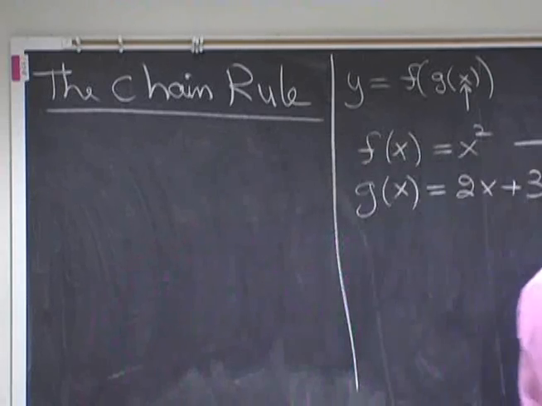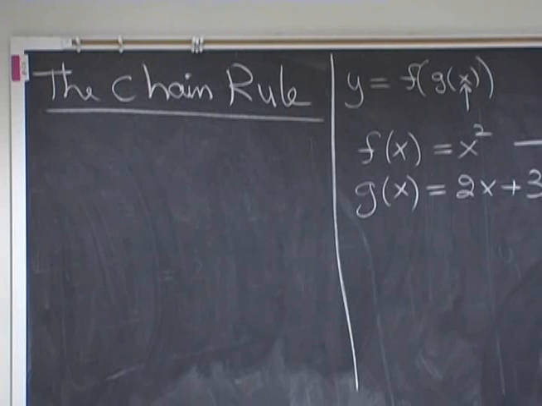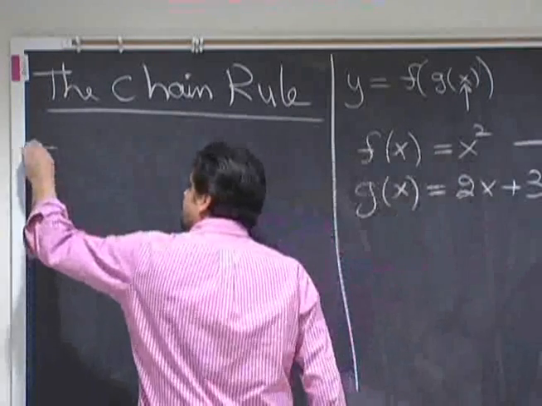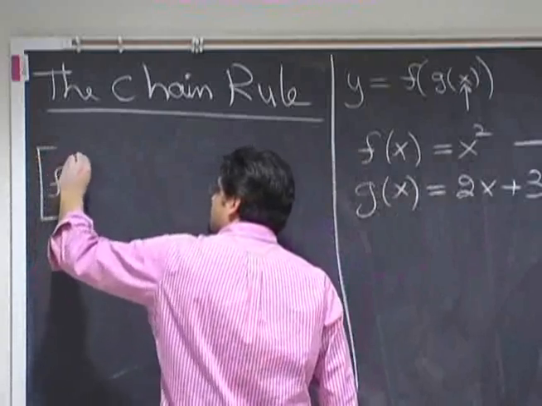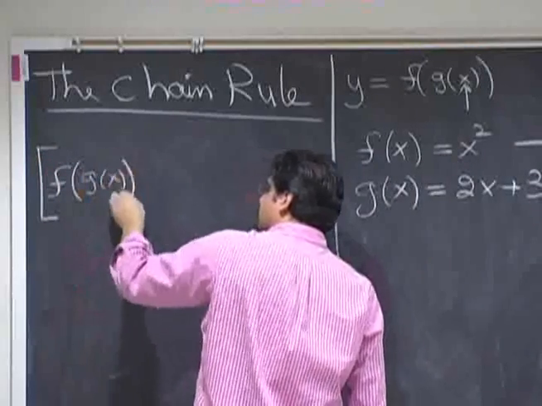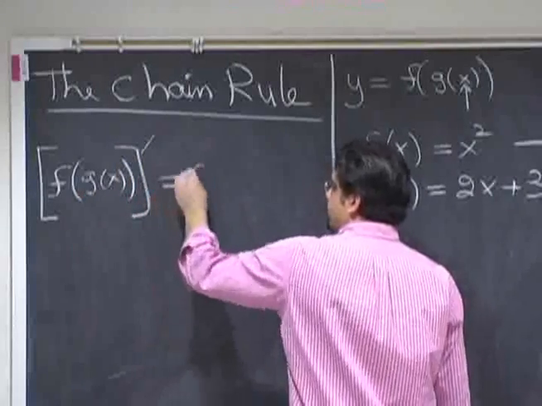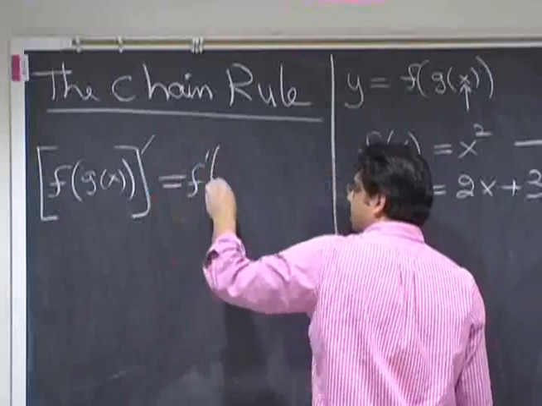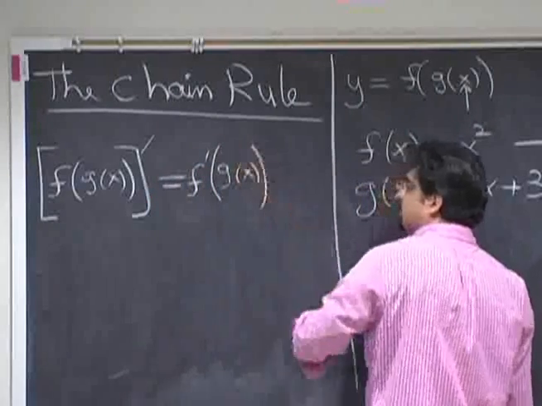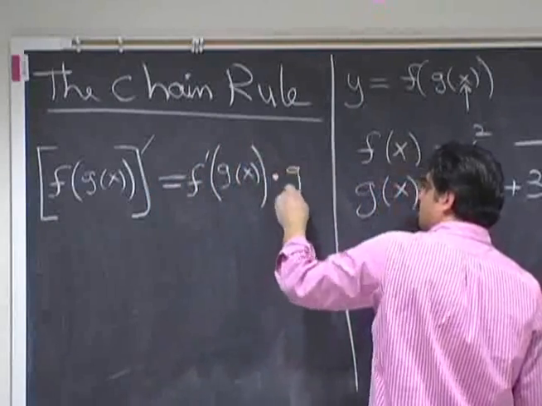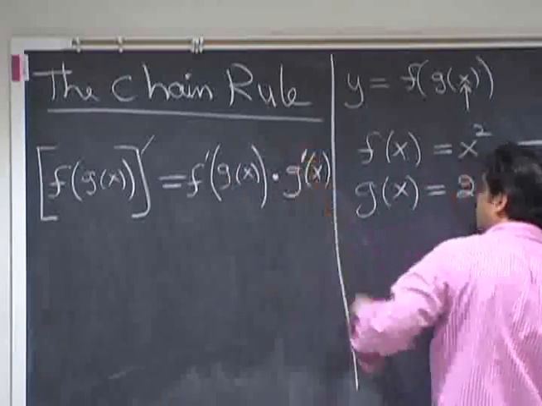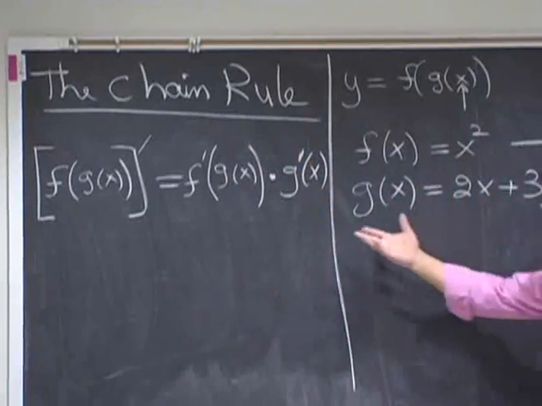Okay, the chain rule. The chain rule will help us differentiate composite functions. And I'm going to write it in two different ways. First, what we've been saying is the derivative of a composite function is f prime evaluated at g of x times g prime of x. That's what these calculations suggest, and that's actually true.